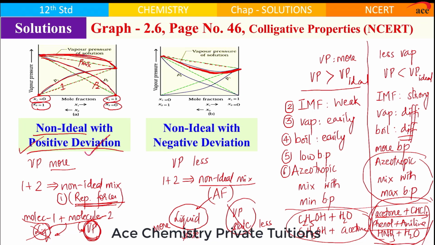So these were the two graphs for non-ideal mixtures. One with positive deviation means the graph is on the upper side, more vapors, and negative deviation where the graph is on the lower side. If your marks are on the lower side, you say negative. If your marks are on the higher side, you say your marks are positive. So that was the discussion of graphs of vapor pressure of non-ideal mixtures.